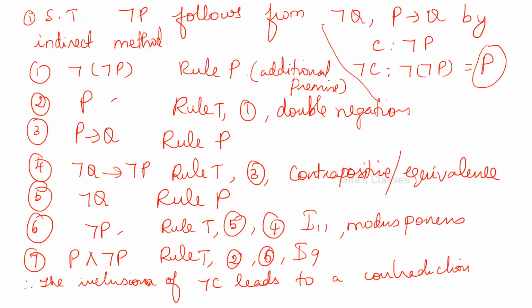Leads to a contradiction. Therefore, not P follows from not Q comma P conditional Q. Okay. Actually, this is our I12, I think. No? Yes, I12, right? We'll see one more problem.